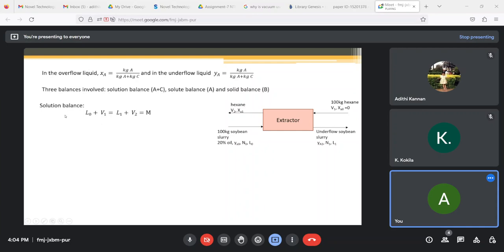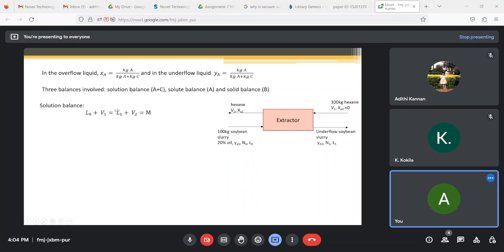For the solution balance, let's say L0 is the solution, that is both A plus C, in the inlet stream. L1 is the solution in the underflow, V1 is the solution in the inlet hexane stream, and V2 is the solution in the outlet hexane stream. So L0, L1, V1 and V2 are the solution streams. This solution will have both the A component, that is the solute, and the C component, that is the solvent.